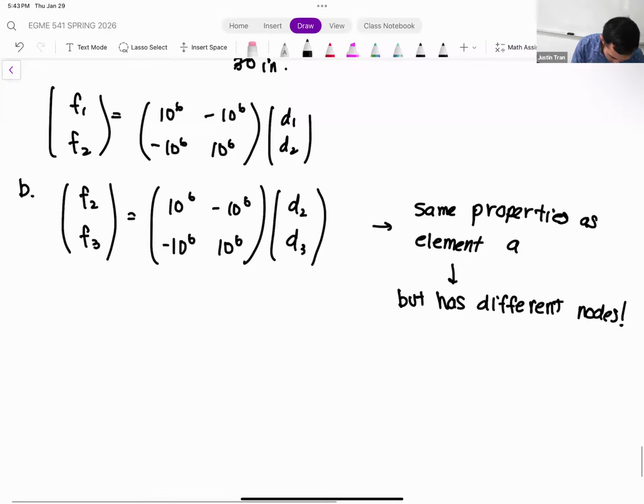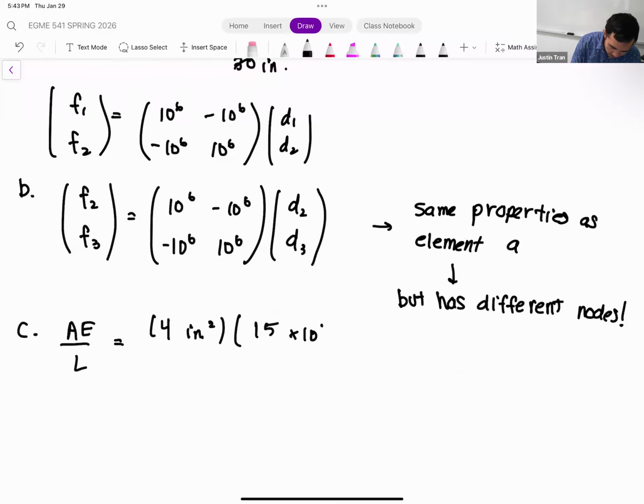Okay, now we have element C. Element C does not have the same properties, so let's go ahead and compute that. Let's compute AE over L. For element C, the cross-sectional area is 4 inch square. The Young's modulus for element C is 15 times 10 to the 6 psi. And the length is 30 inches.